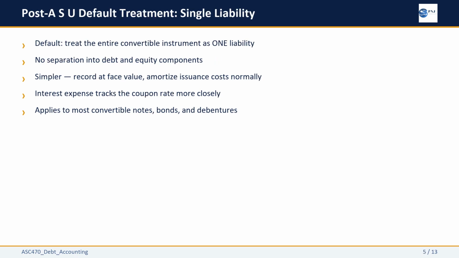Most people assume convertible debt still requires complex splitting between a debt piece and an equity piece, but that is not what happens under the post-ASU 2020-06 model. The default treatment is now beautifully simple. The entire instrument is recorded as a single liability. You do not carve out an equity component. You do not record a debt discount. You simply account for the instrument as you would any other debt. Interest expense now much more closely reflects the coupon rate you actually pay. For most convertible instruments your team will encounter today, this single liability approach is where you start.